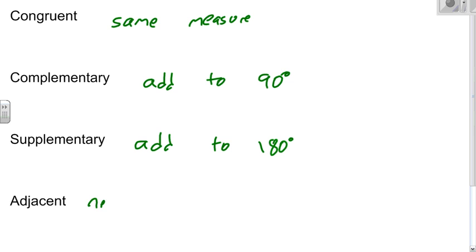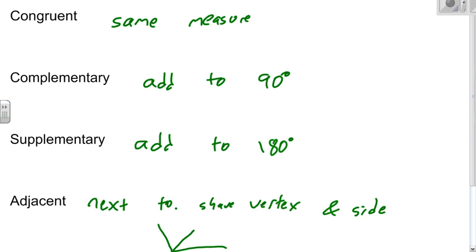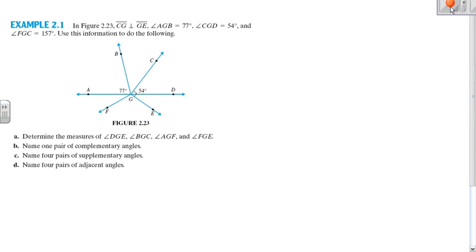And adjacent just means next to. So that means they have to share a vertex and a side. So these two angles are adjacent. They're next to each other.